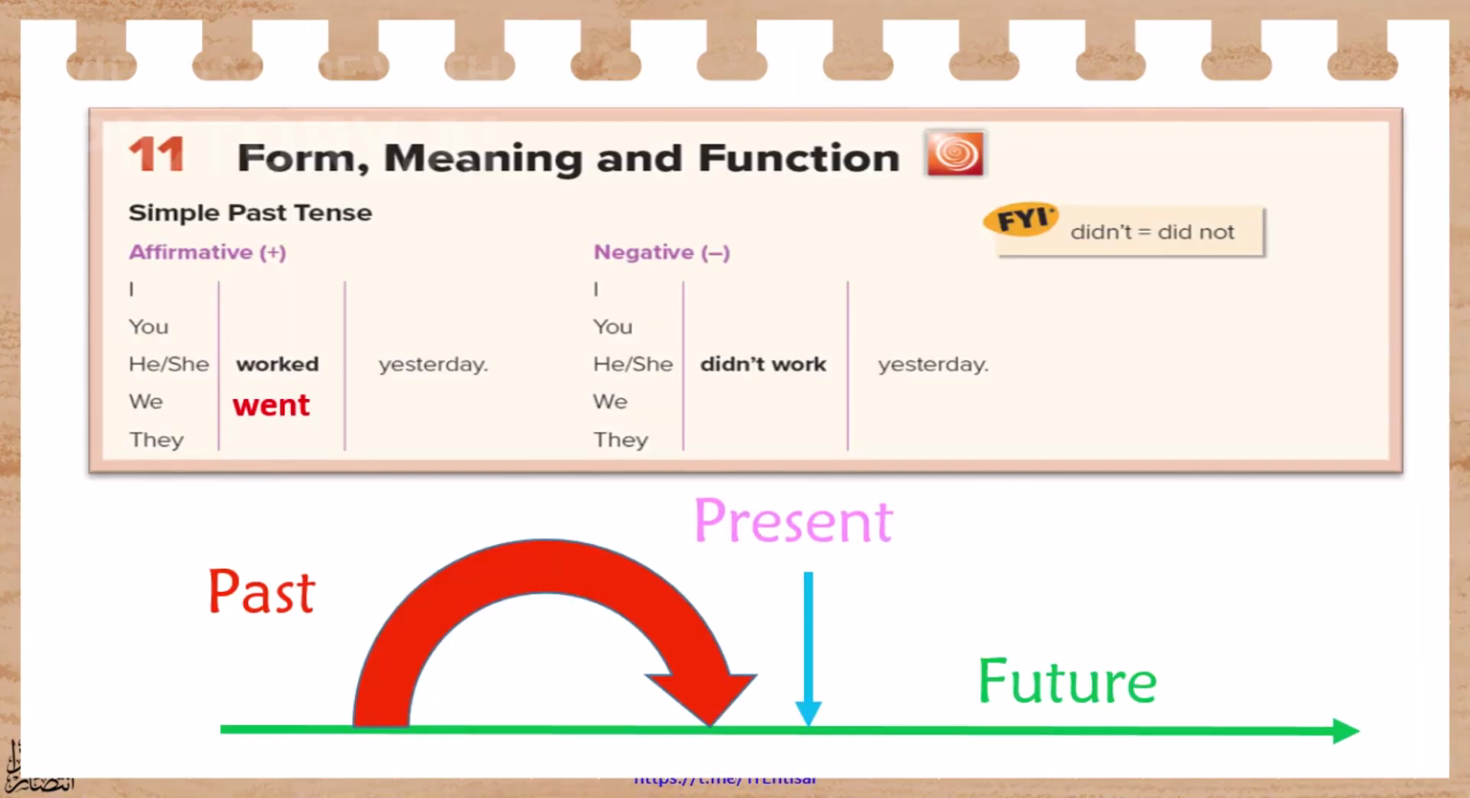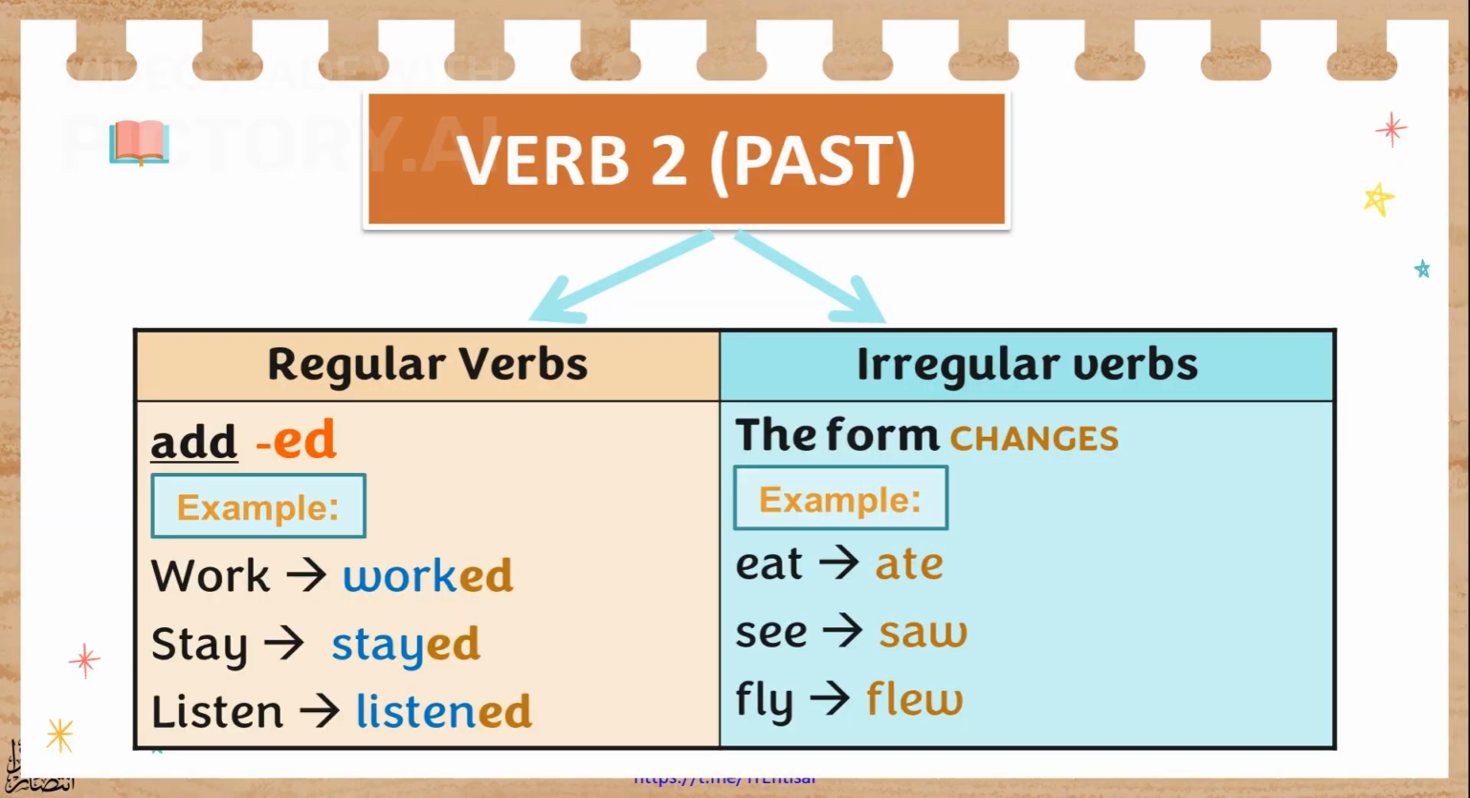Let's explore the simple past tense, which is used to describe actions that happened at a specific time in the past. We'll look at affirmative and negative forms to understand how to construct sentences. In the past tense, regular verbs typically end in ed, while irregular verbs undergo changes. We'll examine examples to differentiate between these two types of verbs.